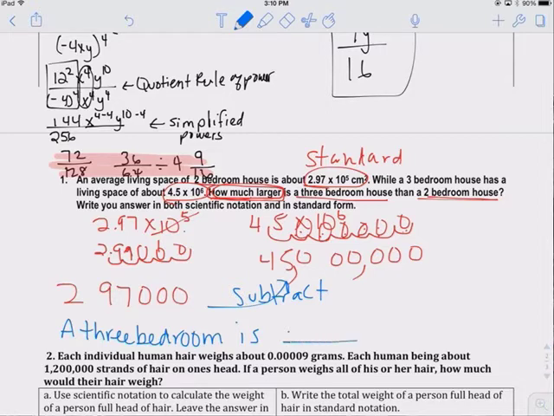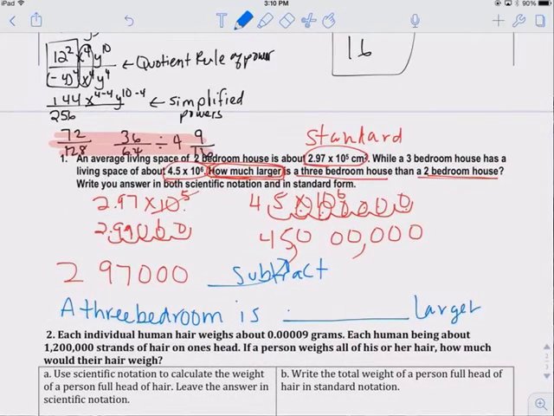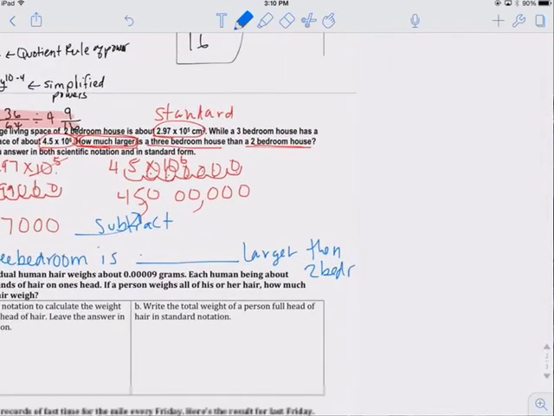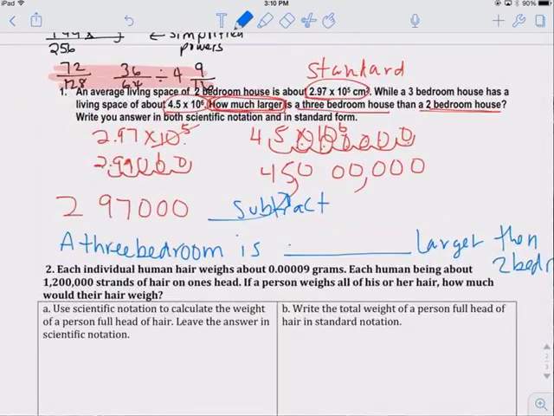Is something larger than the two-bedroom, right? Have to remember to always put it in a sentence. It's Common Core. It's larger than the two-bedroom. I don't have enough room. So when you subtract, what did you guys get? Yeah, you can always put the bigger number first.